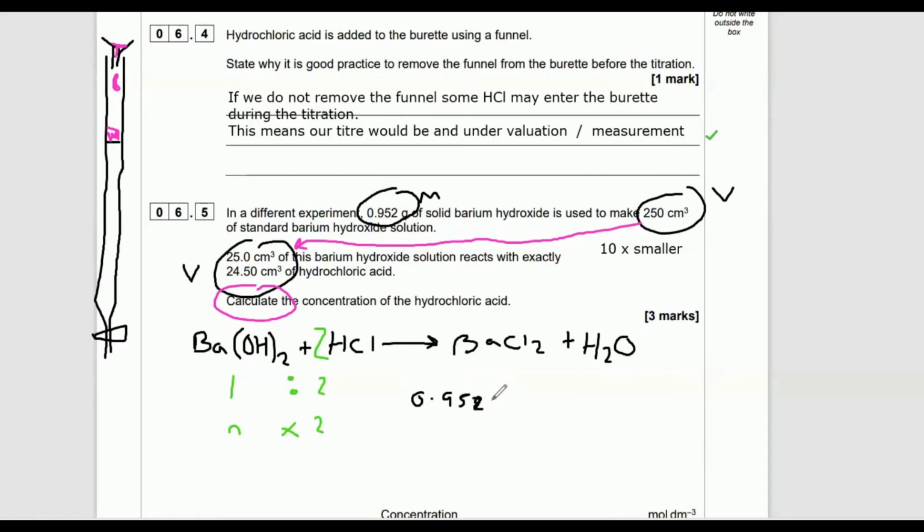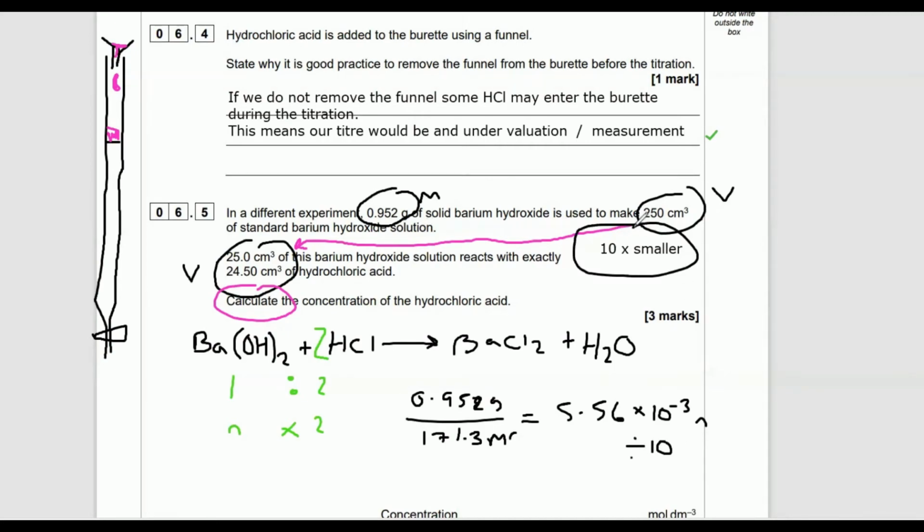And we can do that by doing 0.952 grams and divide it by that MR they gave us in one of the earlier parts of this question, 171.3. And that gives us 5.56 times 10 to the minus 3 moles of barium hydroxide. Now that was in the 250 centimeters. What we have to remember actually is that we only used a tenth of this. So actually we need to divide that by 10 because it's going to be a smaller amount that we actually used. We took 1/10, 25 centimeters from the 250.